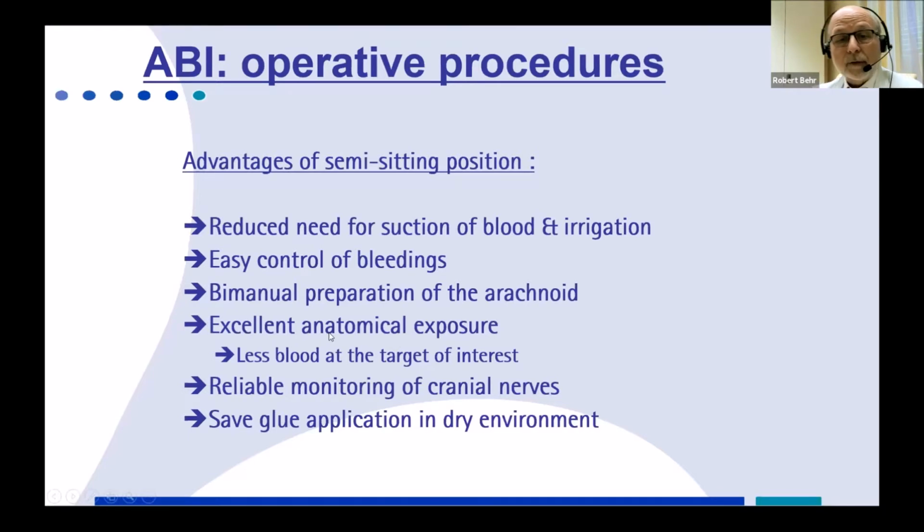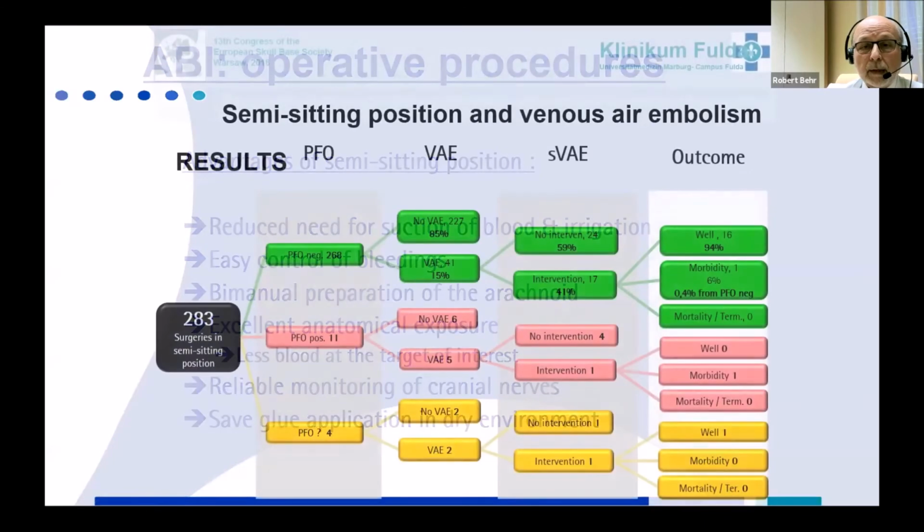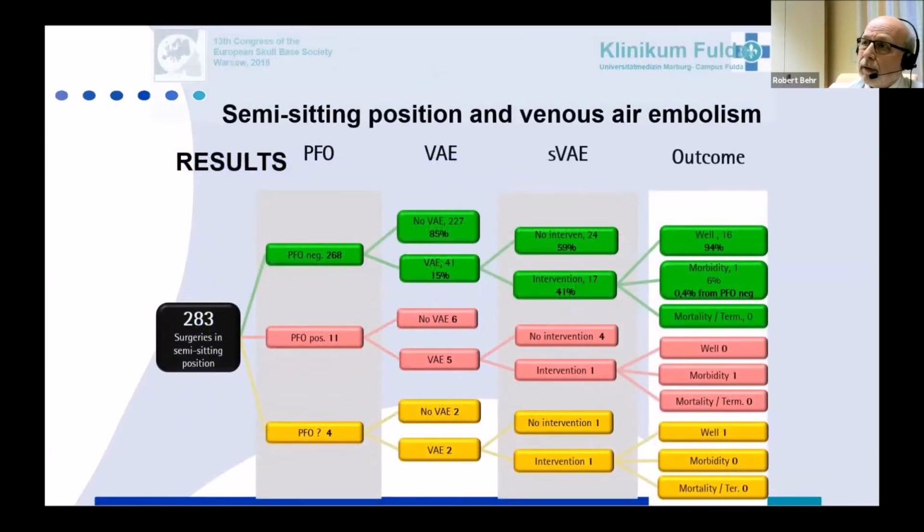There is an excellent anatomical exposure of the tumor, of the brainstem, of the cranial nerves, and there is less blood at the target of interest, so to say, at the dissection plane between brainstem and tumor surface. We can do reliable monitoring of cranial nerves and also a safe glue application in a more or less dry environment. The argument against the semi-sitting position is the risk of venous air embolism.